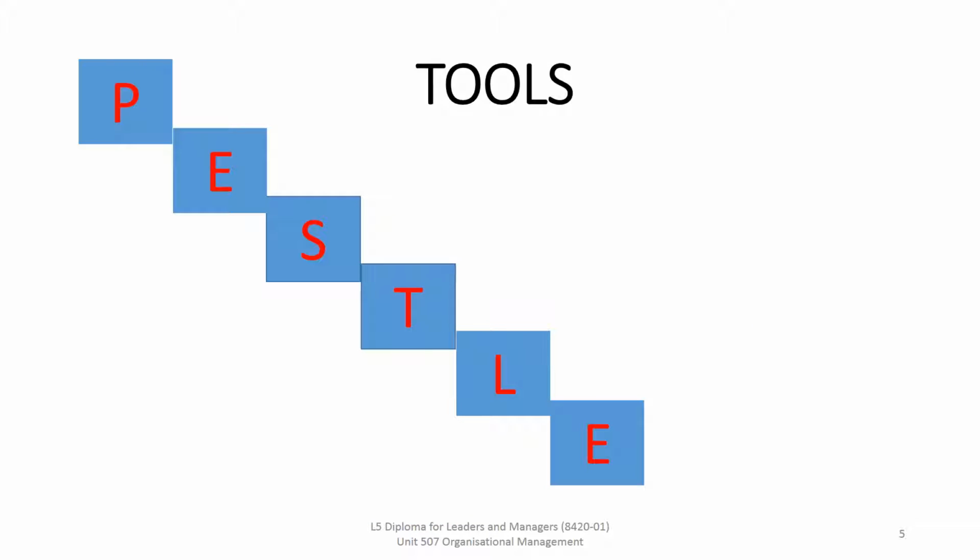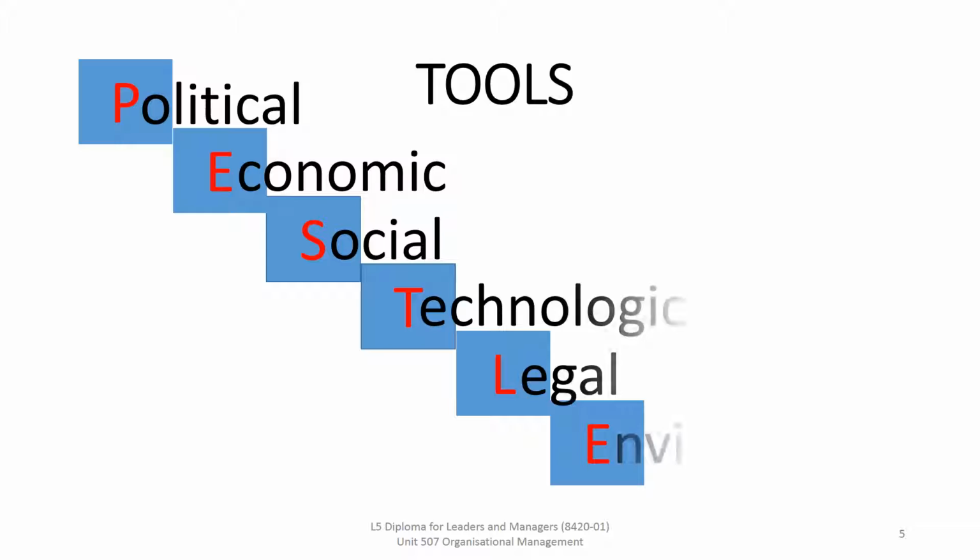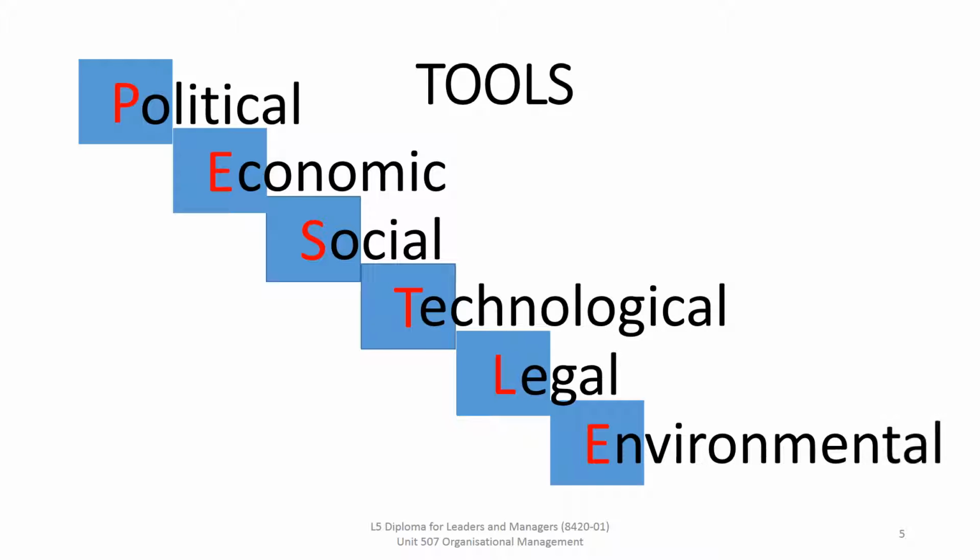Next is PESTLE, which is sometimes referred to as PEST analysis. The concept is that you're using it as a tool to track the environment that the company is operating in. I don't know if you're planning to launch a new product or enter into a new market, or just looking at why things are the way they are. It's a mnemonic. It stands for political, economic, social, technological, legal, environmental.